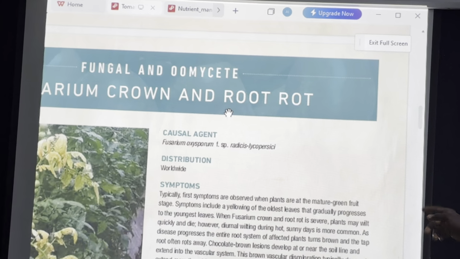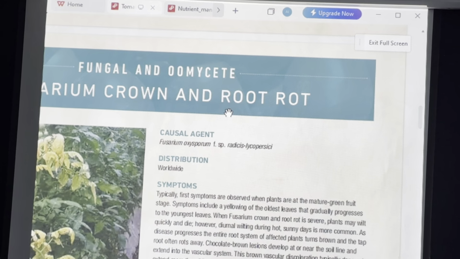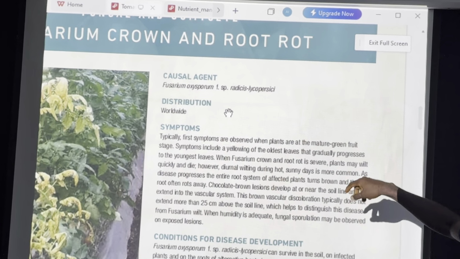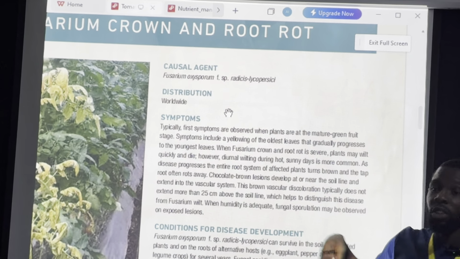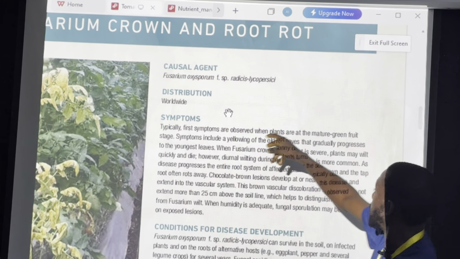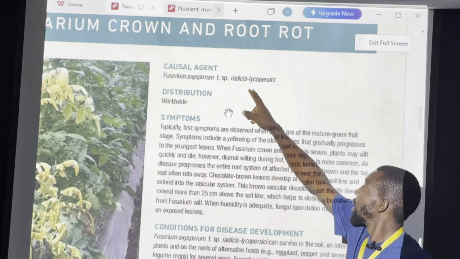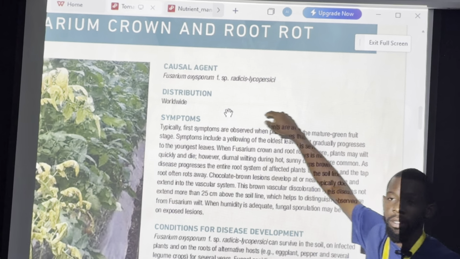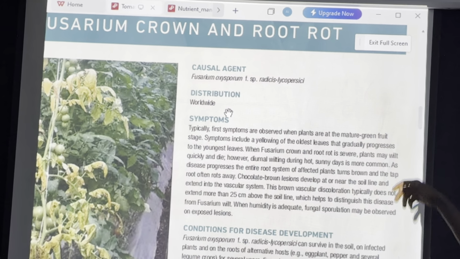Now, fusarium crown and root rot. Fusarium crown and root rot is caused by Fusarium oxysporum f. sp. radicis-lycopersici, which just means that it only affects tomatoes. Fusarium oxysporum is a general name for a fungus, but this one specifically affects tomatoes. And we can see that it is distributed worldwide. It is not a localized fungus.